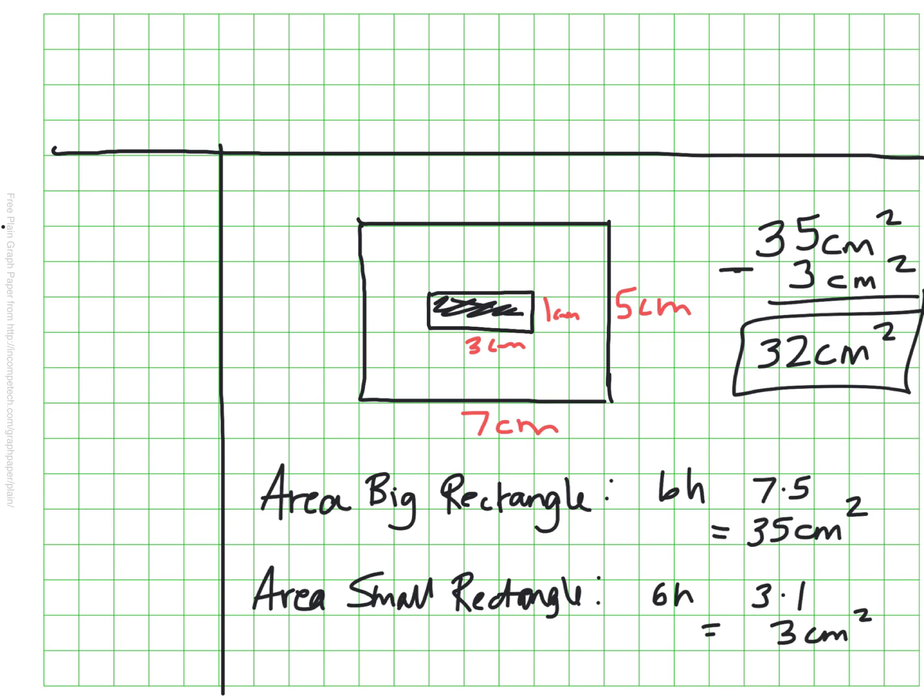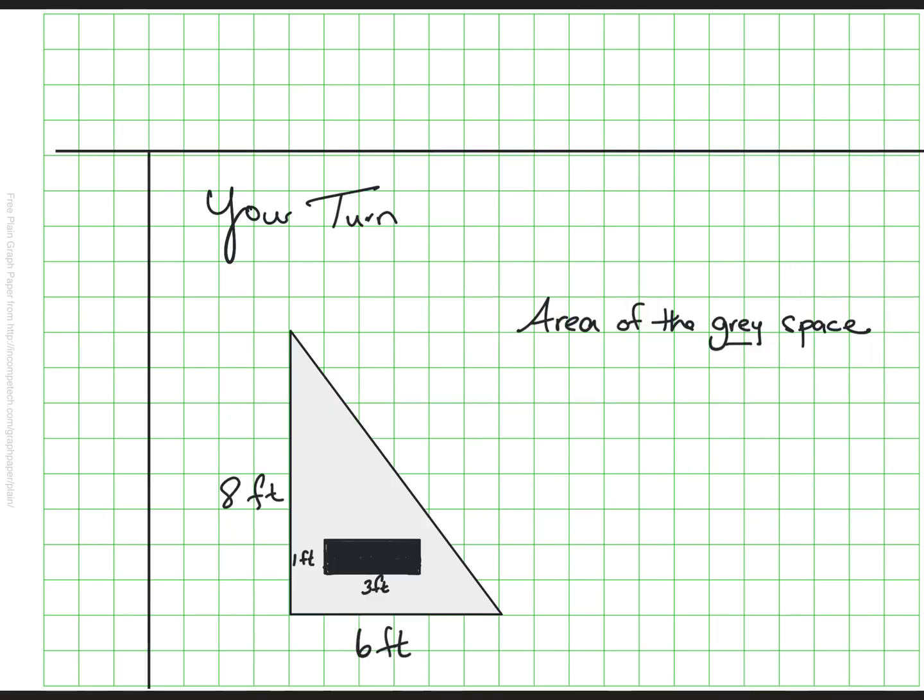This was a really friendly example, right? The numbers were really friendly. They were both rectangles. But I just want you to be aware that sometimes you are not just adding space together, but you might also be removing and subtracting space.